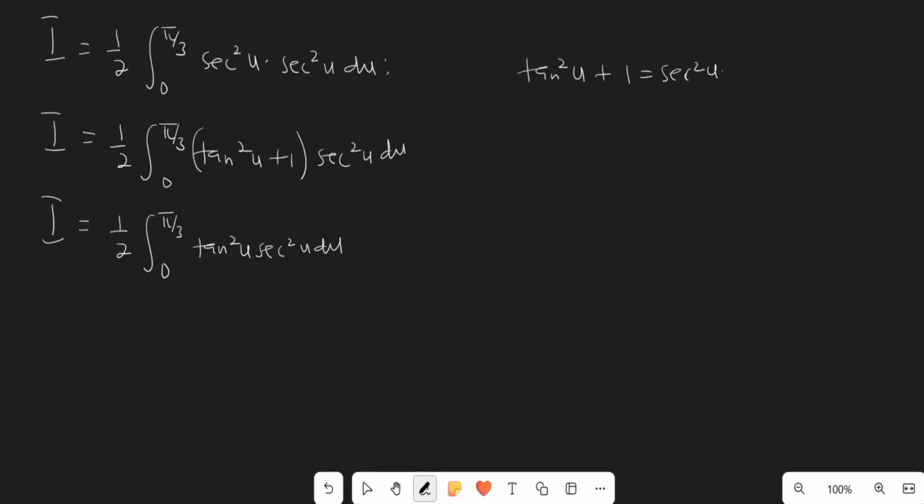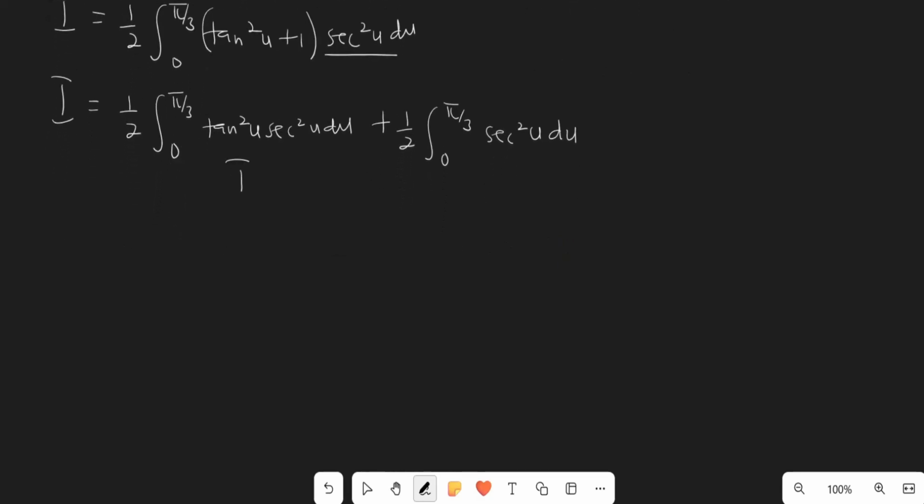That is one integral, plus another integral, the integral from 0 to pi over 3 of secant square of u du. I'm just distributing in with this guy, secant square u. So these are the two different integrals, integral 1 and integral 2. This is integral 1, beg your pardon. Now integral 1, let's tackle integral 1 in yellow.